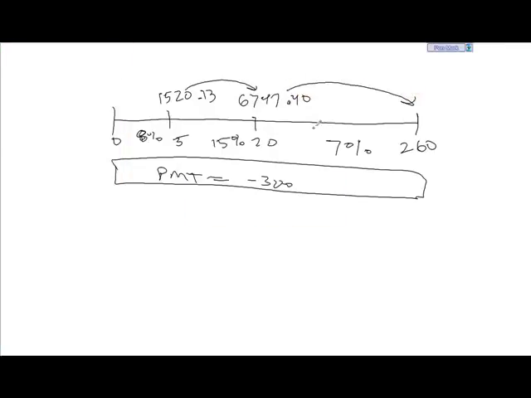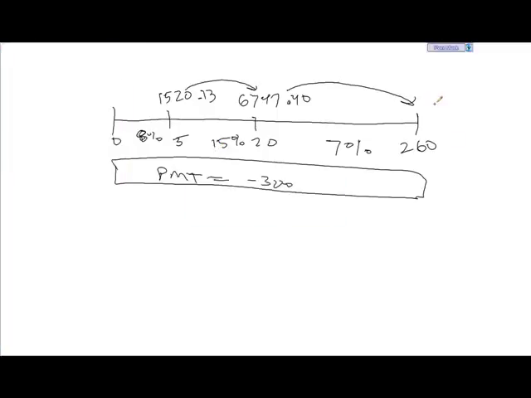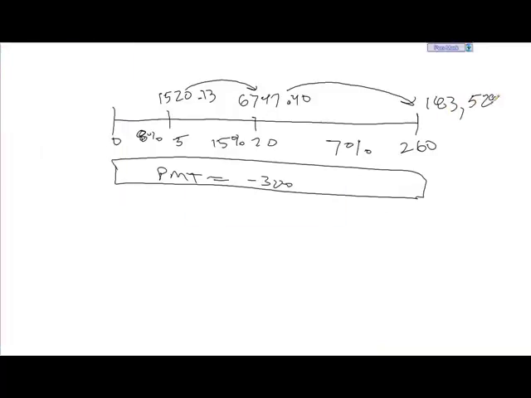Again, we roll this over at the new interest rate. This is going to be for 240 more months, so 240 more months at 7%. Present value is the negative 6747.40. Regular $300 payments taking place over this interval. The future value after the 240 months would be $183,528.98. And that's our total amount of money.